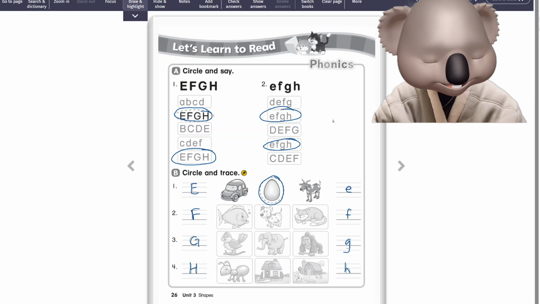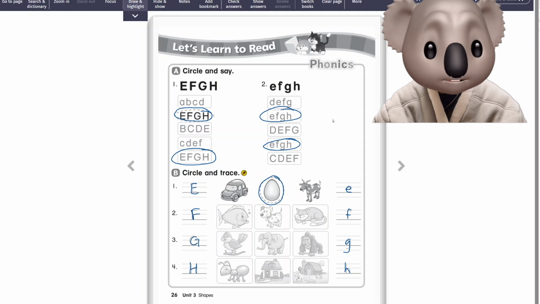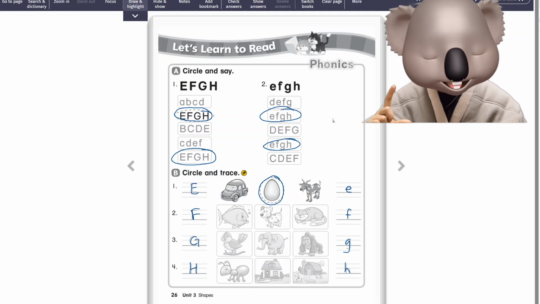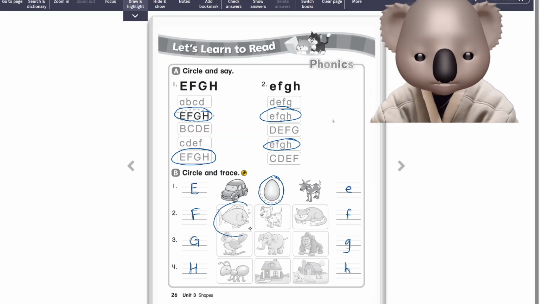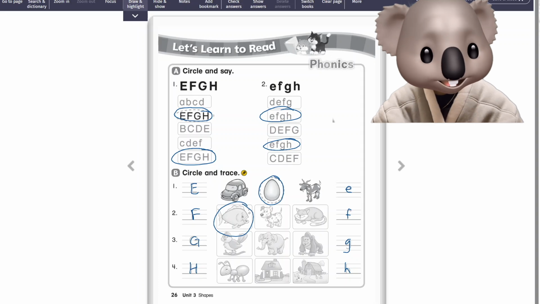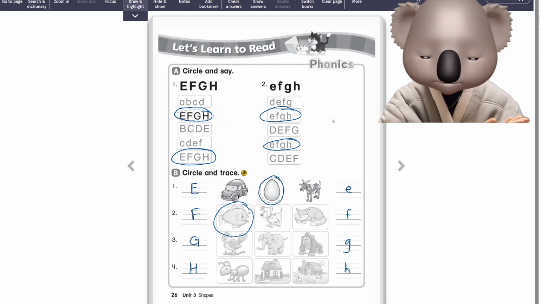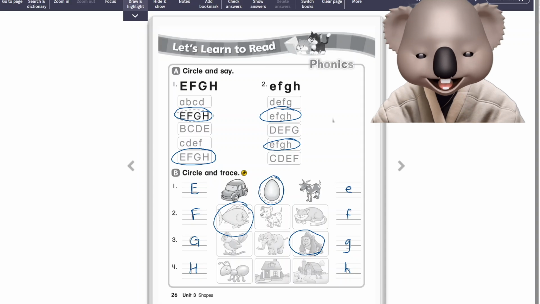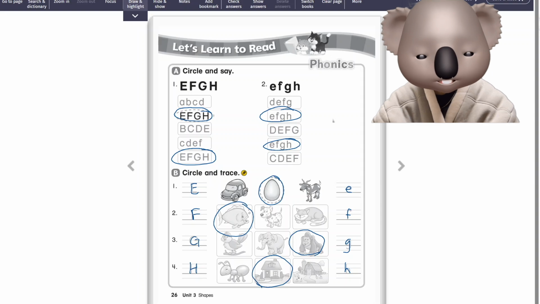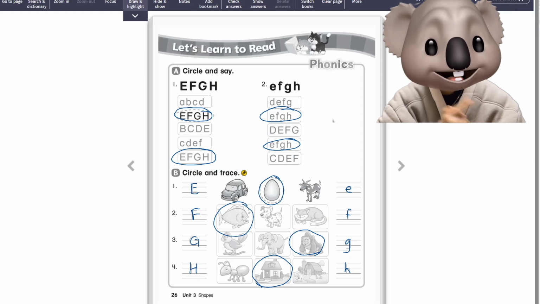벌써 끝났어요? Wow, so fast! Let's check. Number 2, we have the big F or capital letter F and the small or lowercase f. We need to circle a picture of the fish. In number 3, we have the letter G and the small g. We'll circle a picture of a gorilla. And next is the letter H. So we will circle the middle picture of a house. Great job! Let's go to the last page.